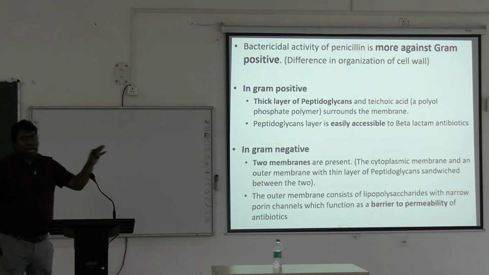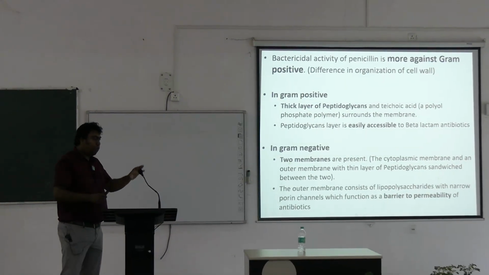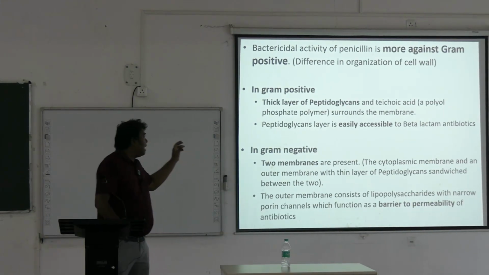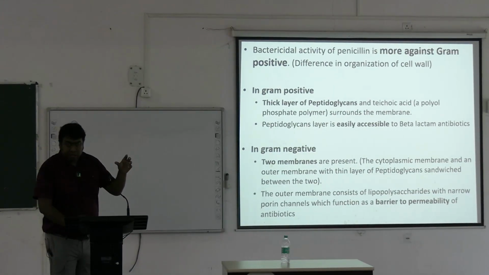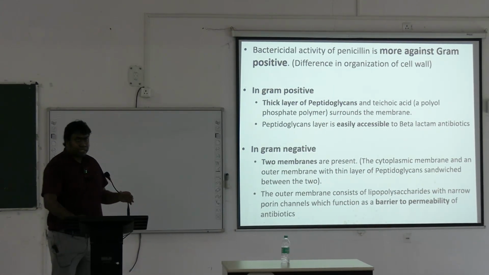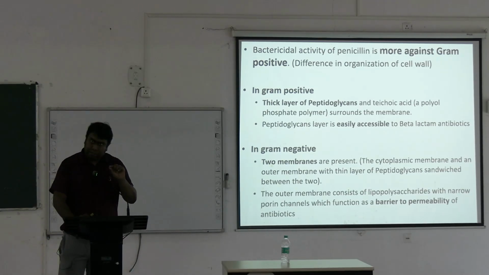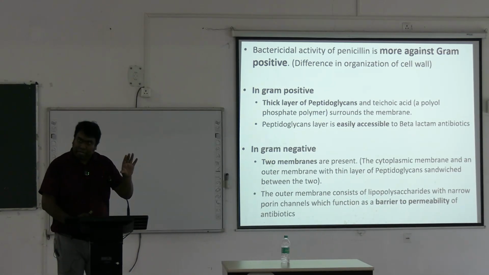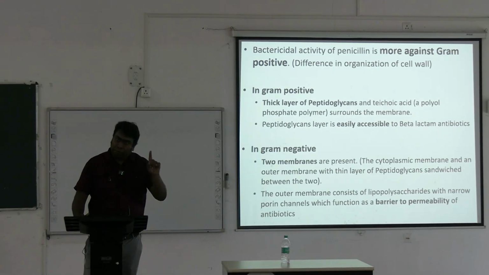So now why gram positive? Why less in gram negative? Why gram positive? Why not gram negative? In gram positive, the peptidoglycan layer is very thick and well exposed. Whereas in gram negative, it is present in between two layers and is a thin layer. Clear? For gram positive, they primarily act on peptidoglycan. Peptidoglycan is much more in gram positive. Number 1. Number 2, they are well exposed.